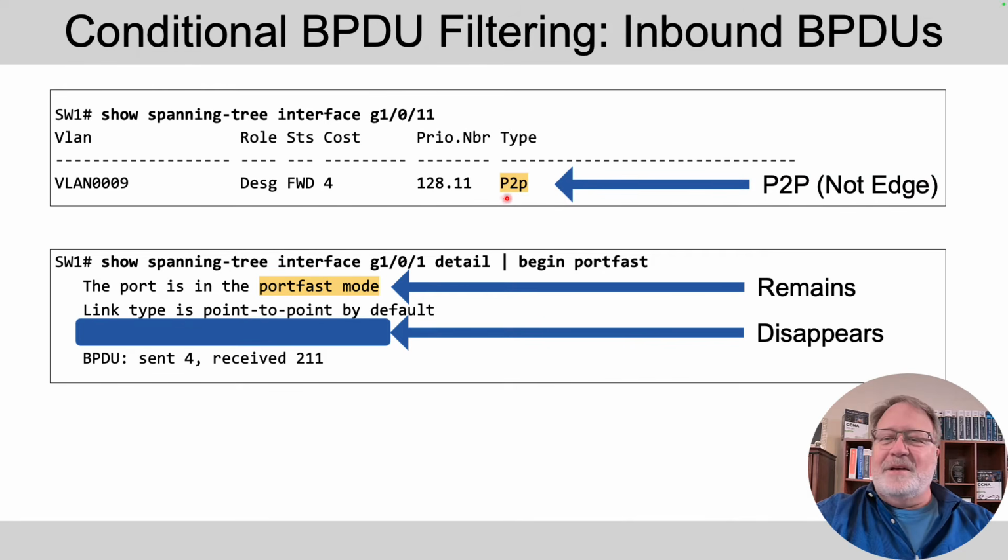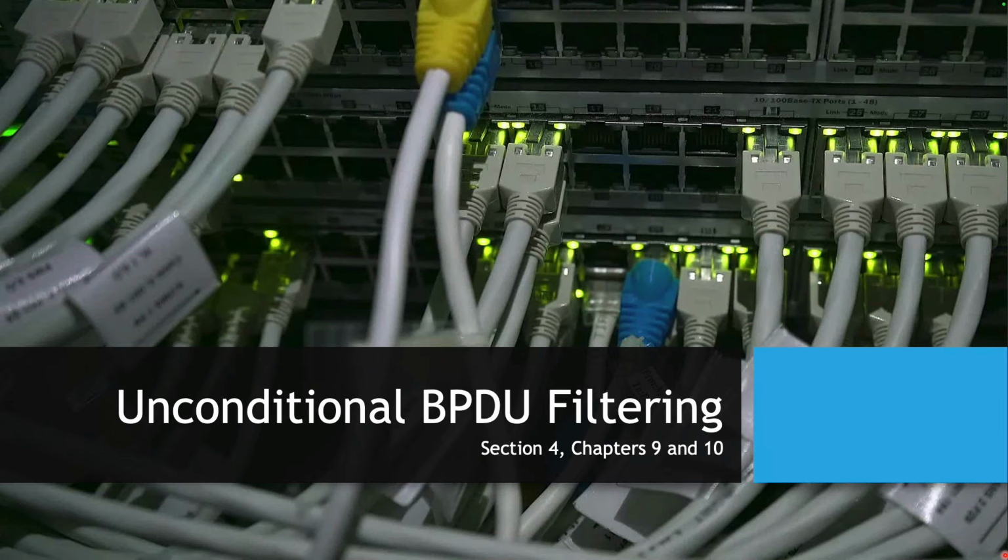Why is that? PTP by itself means it's not using port fast. PTP Edge says it is using port fast. And remember how when a BPDU arrives, BPDU filter turns off port fast? Well, that's an indication that indeed port fast is turned off.